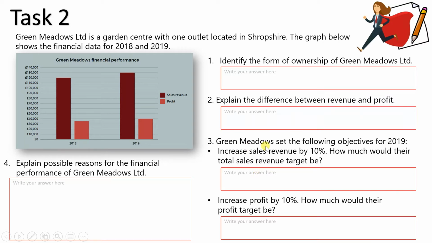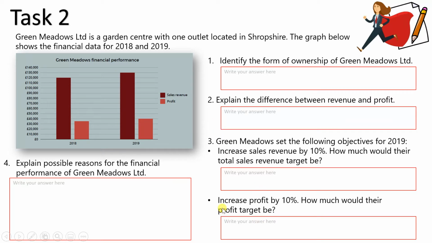Question 3. Green Meadows set the following objectives for 2019. Increase sales revenue by 10%. How much would their total sales revenue target be? So you're looking at their 2019 figure, going across, at 130,000, and we need to know that they want to increase it by 10%. So we look back at 2018. We've got to find out what 10% is of 2018 and then see if they added it on and achieved it in 2019.